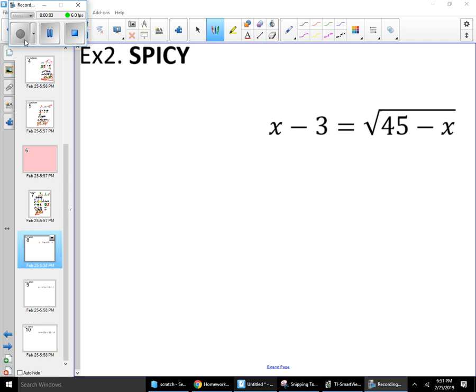Example 2. Very similar to the previous one, we're going to square both sides, and that process should feel like second nature at this point. What's probably still going to be a bit challenging is that on the left here, squaring that binomial means that I'm taking x minus 3 and multiplying it by itself. In other words, I am setting up a FOIL problem on the left-hand side of this equation.